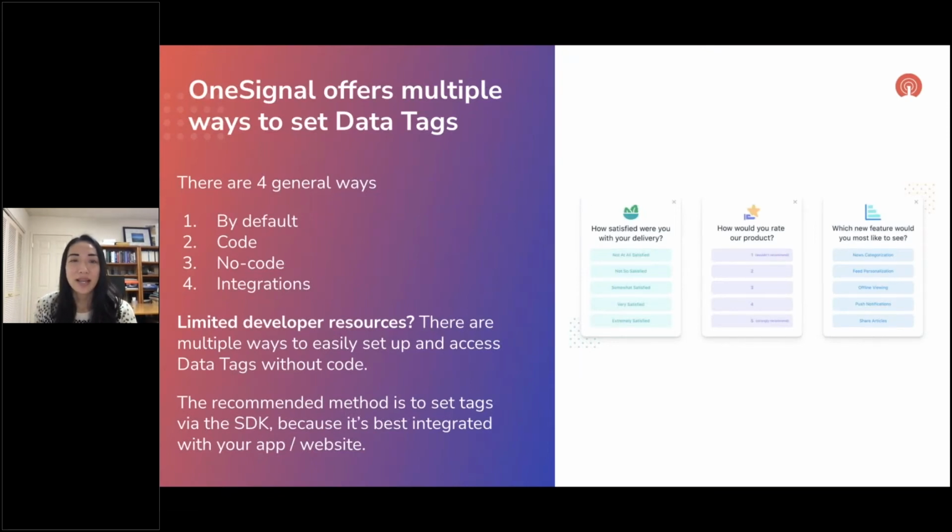And so, yeah, there are multiple ways to add data tags. There's actually a lot of information that we already collect by default. There's also some no-code ways, there's code ways, and there are also ways to add data tags through integrations. So if you are blocked by technical resources, don't worry. There are other ways to start collecting that information, but we really do recommend the best way to add data tags is via the SDK, because that way it's the best integrated with your app and website, and all of that information is just triggered live.